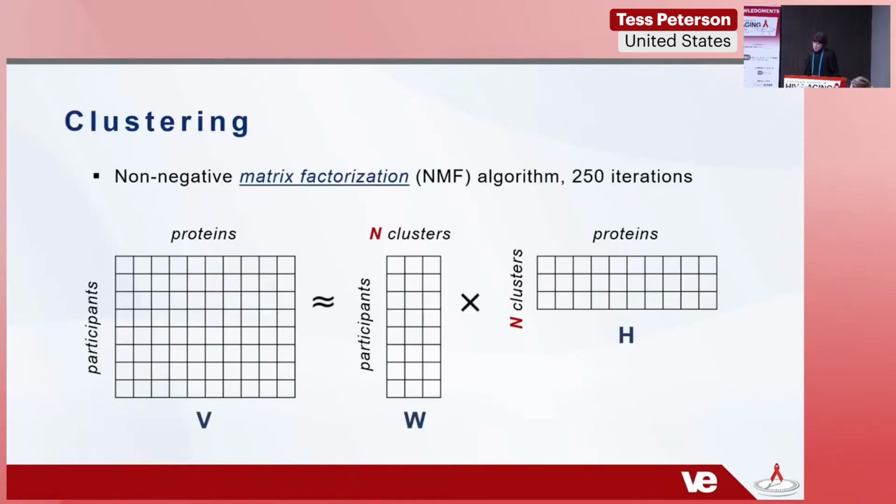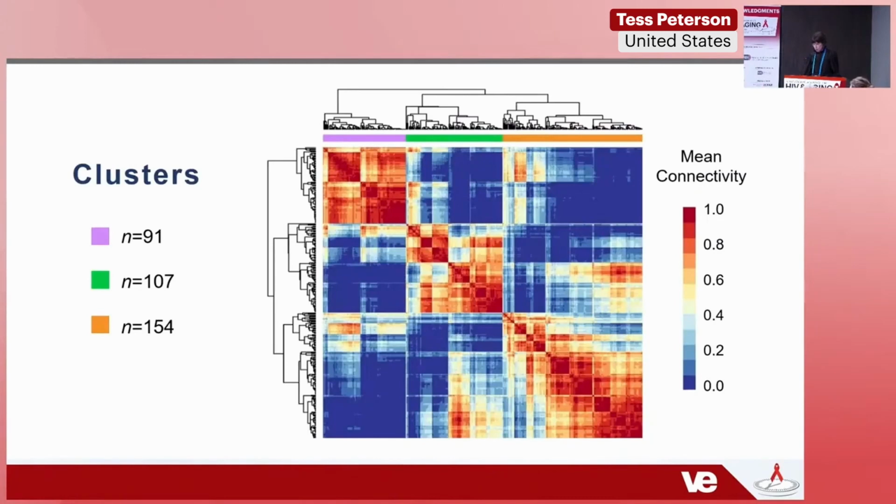For clustering, we applied an algorithm known as NMF, which essentially just decomposes the protein data matrix into two separate matrices, one assigning probabilities of cluster membership to participants, and one assigning cluster membership to proteins. And then we take the average over 250 iterations and use that to assign both participants and proteins to clusters. Using that algorithm, we identified 3 clusters.